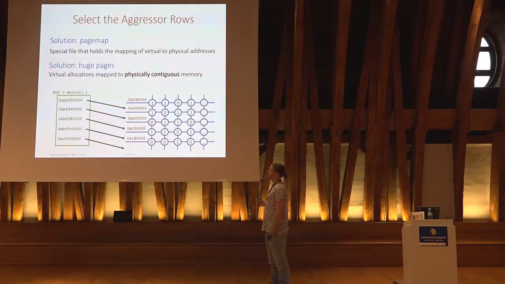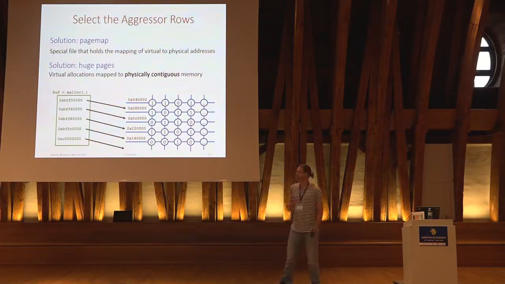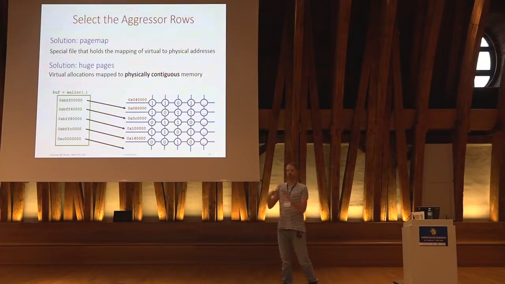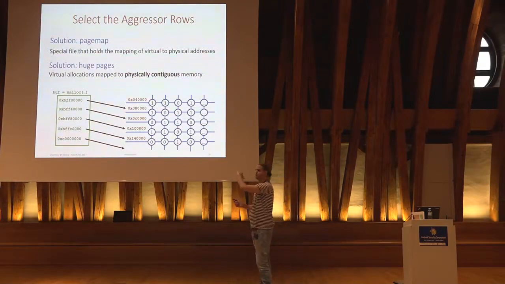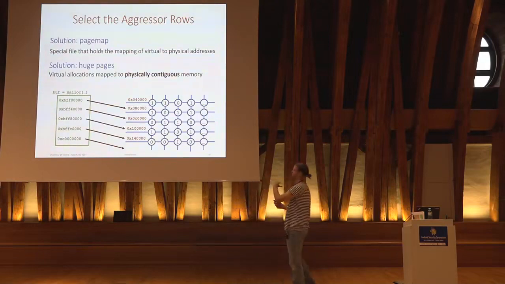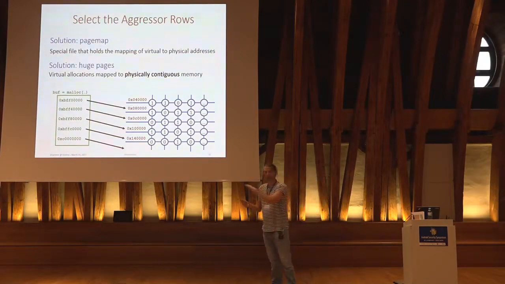Another solution is huge pages. These are virtual allocations that are mapped to physically contiguous chunks. I think on Linux it's 2 megabytes these days. So if you have a huge page allocation, you end up with virtual addresses that are contiguous, but they also map to a contiguous region in your physical memory. And if you know that a certain allocation is contiguous, then you can very easily select the correct aggressor rows.